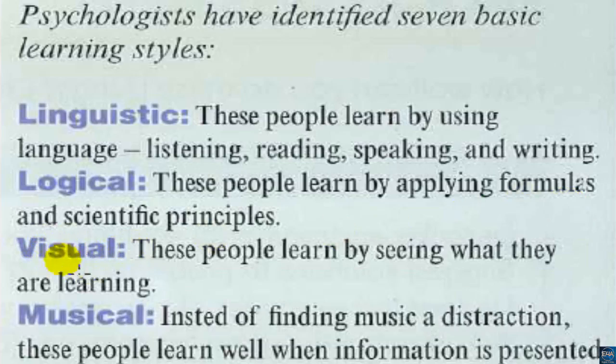Visual learning. This is the third way of learning, visual. This is related to the eyes, seeing. These people learn by seeing what they are learning. They learn by seeing pictures and diagrams.